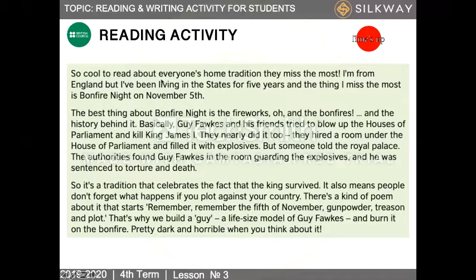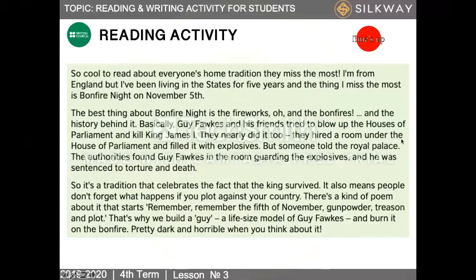So cool to read about everyone's home tradition they miss the most. I'm from England, but I've been living in the States for 5 years. And the thing I miss the most is bonfire night on November 5th. The best thing about bonfire night is the fireworks. Oh, and the bonfires and the history behind it. Basically, Guy Fawkes and his friends tried to blow up the House of Parliament and kill King James I. They nearly did it too.